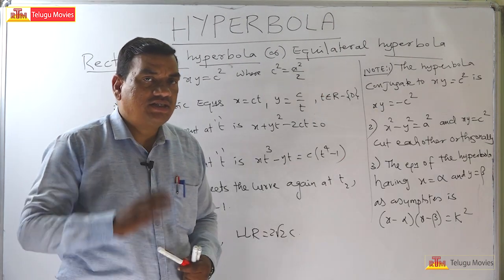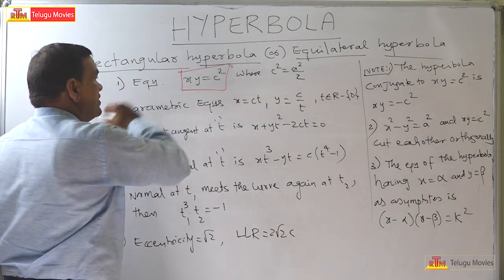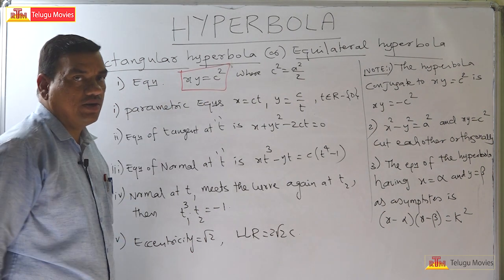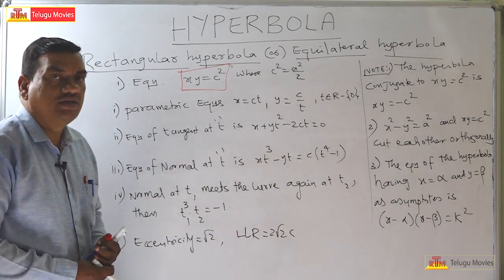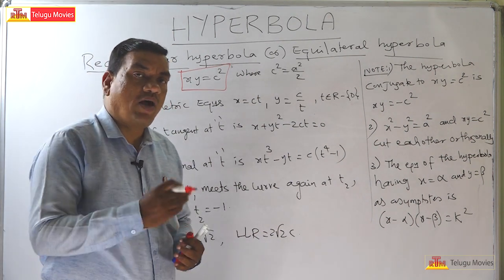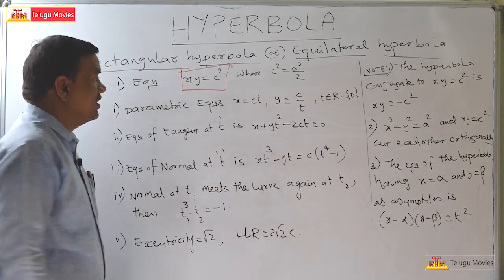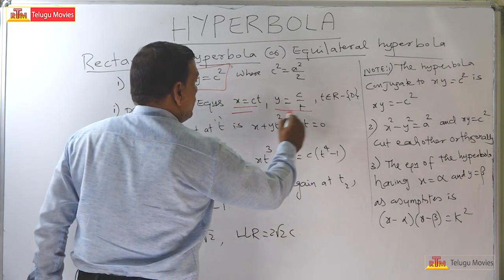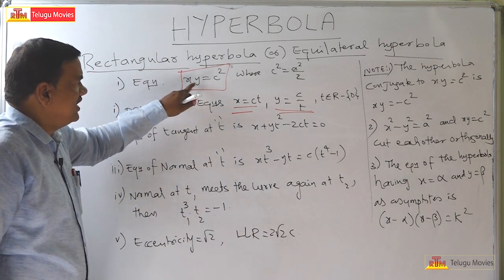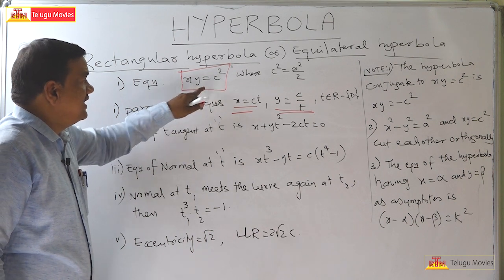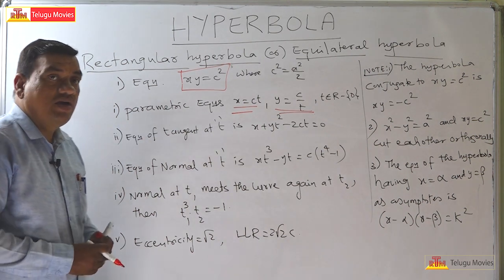Welcome back. Let us see some more concepts regarding the rectangular hyperbola of the form xy equals c square, where c square is equal to a square by 2. The first one is the parametric equation. For every conic there will be parametric equations. What are the parametric equations of this conic xy equals c square? x equals ct, y equals c by t. Substitute here: in place of x substitute ct, in place of y substitute c by t. The t will cancel, and c square equals c square. So those are the parametric equations.